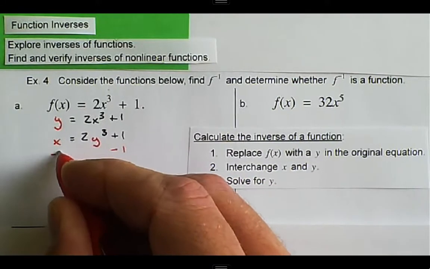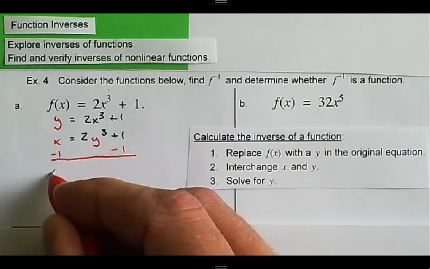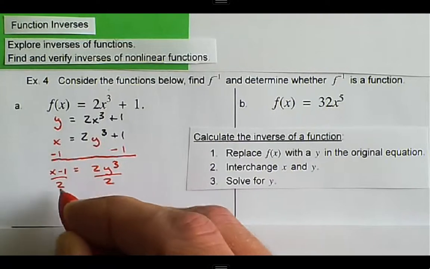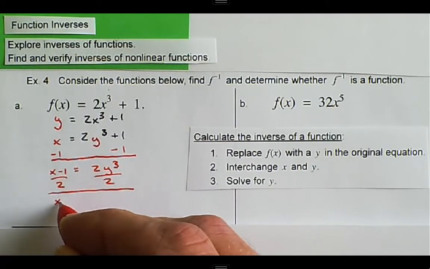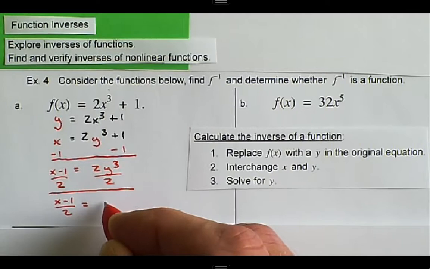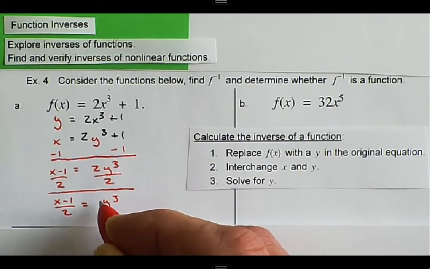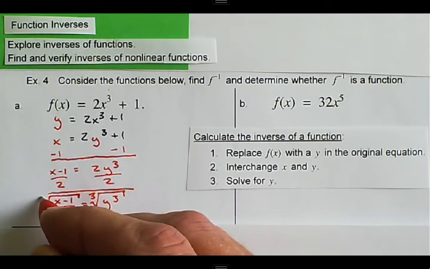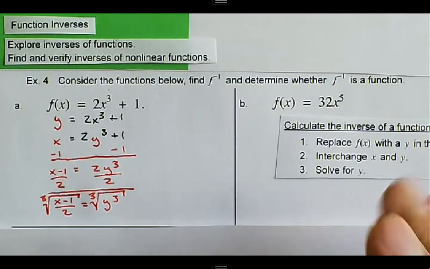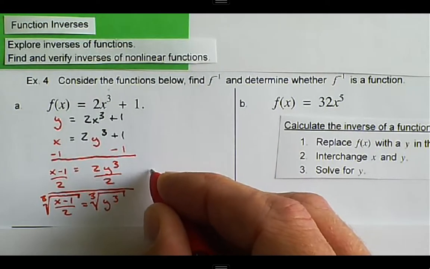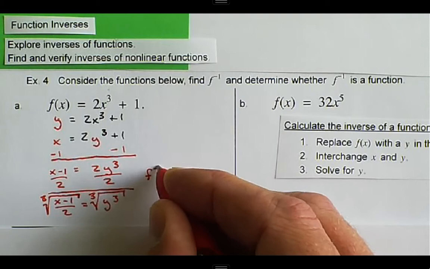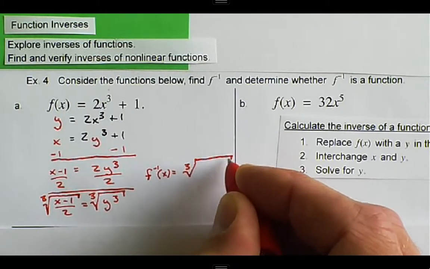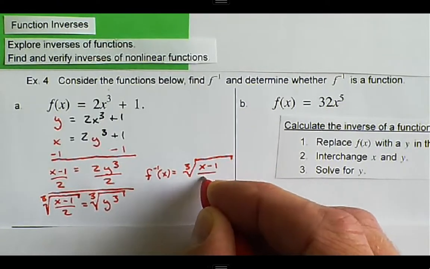So we can subtract 1. And then we divide by 2. And then we can take the cube root of both sides. So the inverse of the function is the cube root of x minus 1 over 2.